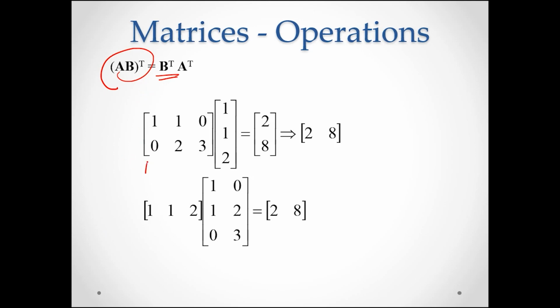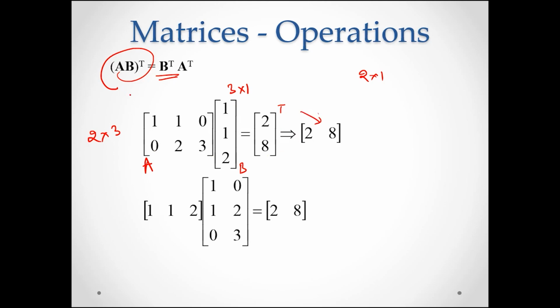Now, you can see this is my matrix A of order 2 cross 3. This is my matrix B of order 3 cross 1. Conformability check: the output will be of order 2 cross 1, right? Multiplication we are now very clear. 1 with 1, 1 with 1, 0 with 2. This will be the first entry. Second will be 0, 1, 2, 1, 3 multiplied by 2. That will give me the second entry. If I take the transpose of this, then the output will be 2, 8.